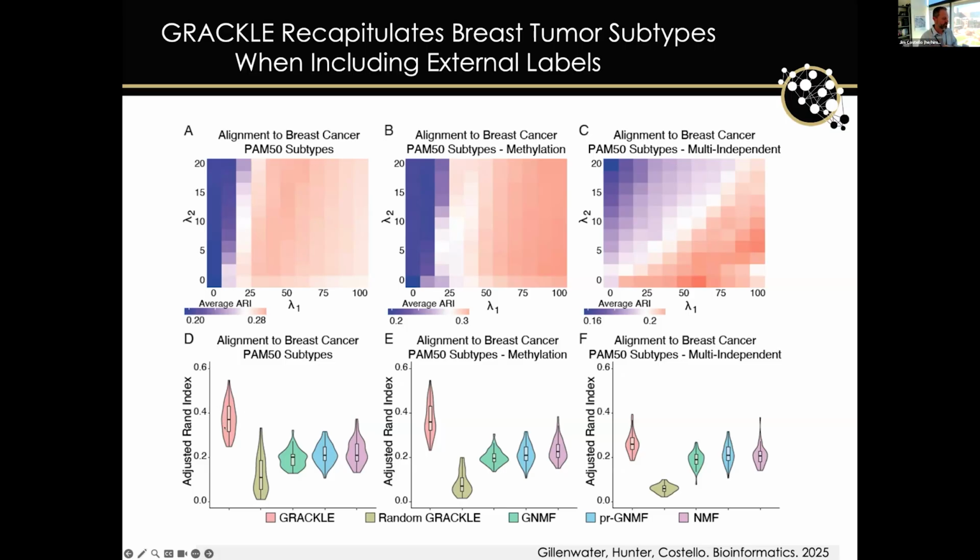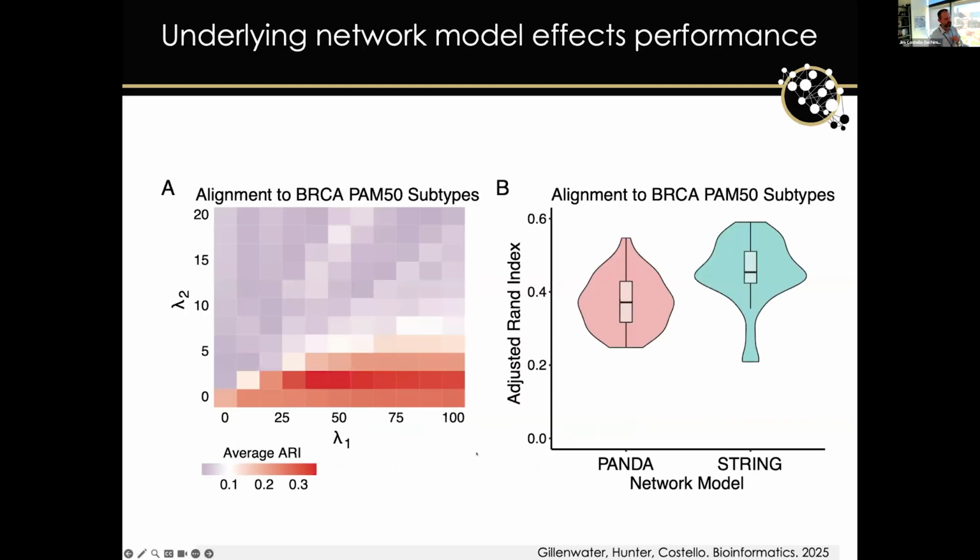And in all the cases, again, the Grackle model is able to better identify those subgroups compared to the other models or just a random version of this model throwing relationships together. So that's all sample information. The other side of that is the gene expression information or the gene network information.